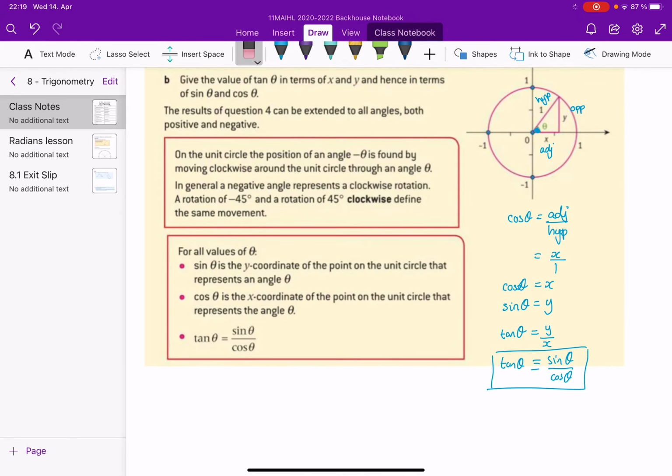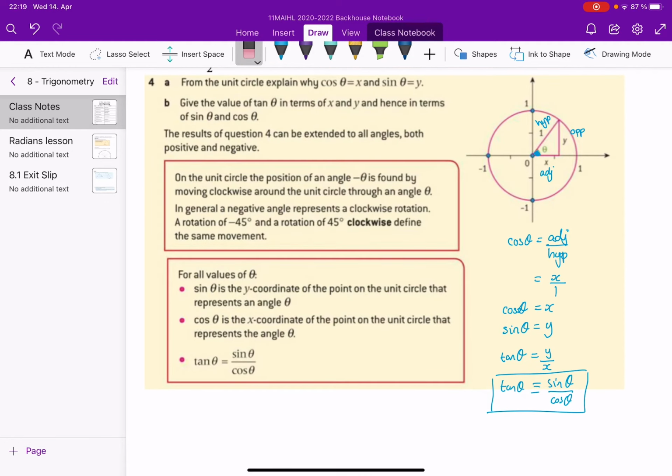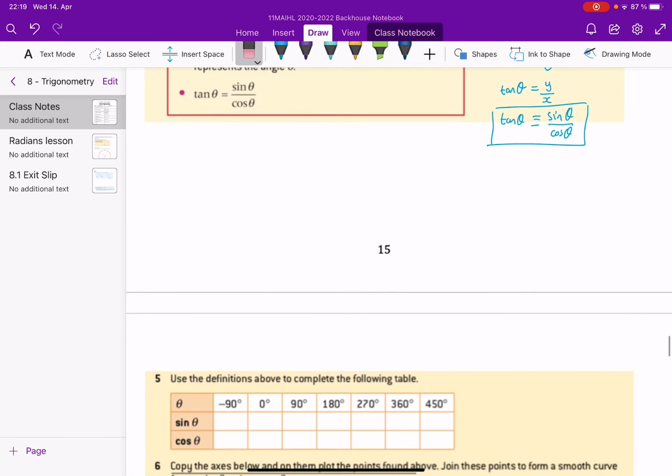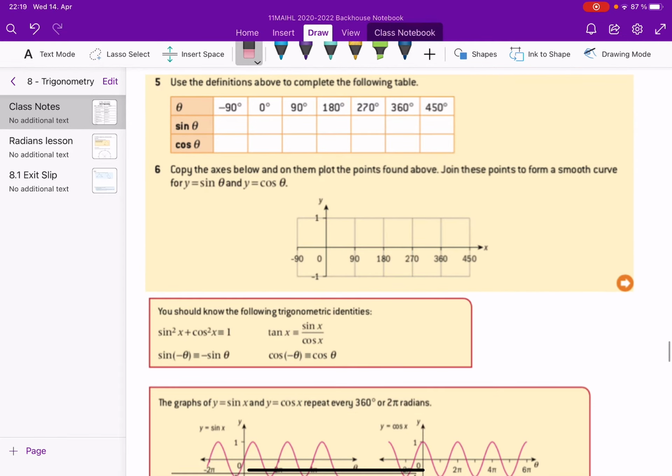Okay, and you can see we've got a few results here. We've talked about this idea of a negative angle being clockwise, and we've talked about these results. Take some time to read through that. I'm not going to do the reading for you. You can do that yourselves.